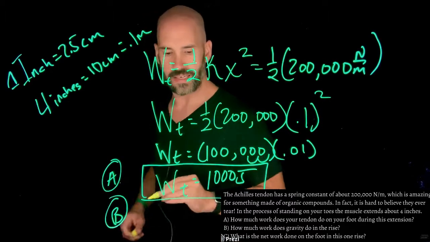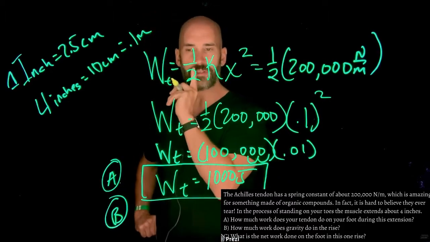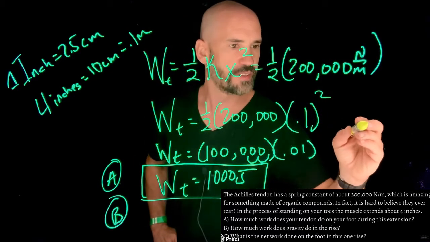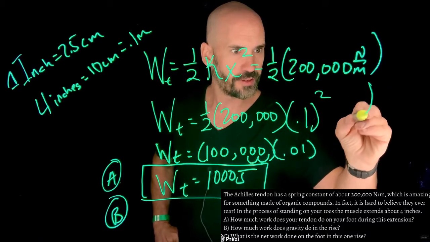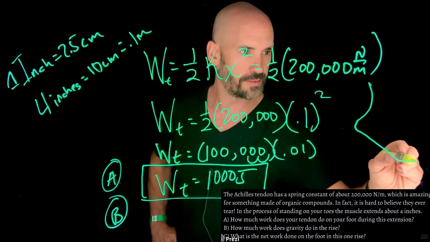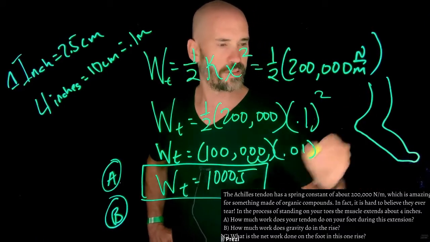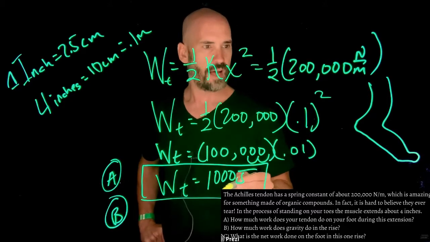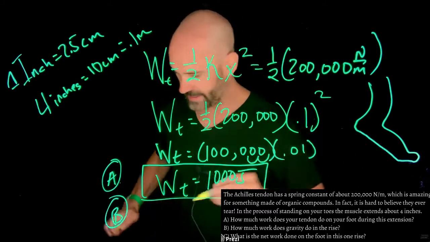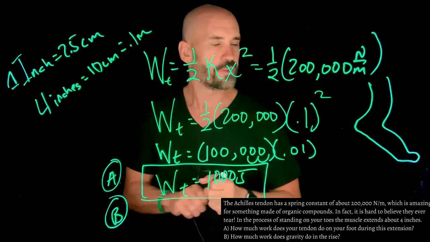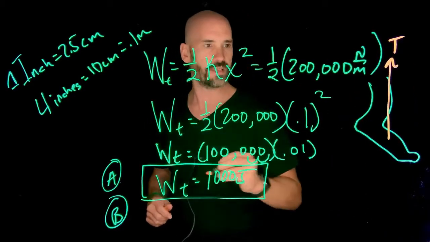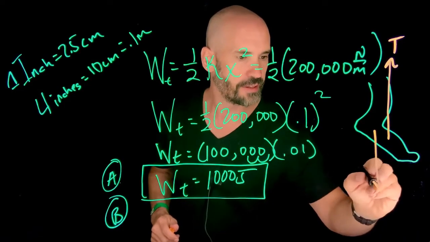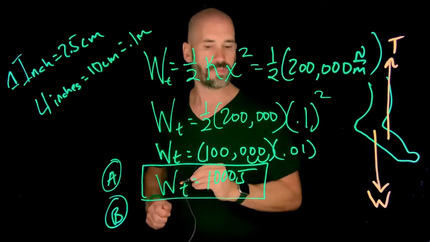Part B is how much work does gravity do in the rise, right? So if this is your foot, here's your little heel. Remember, in this case, there's a force going up that your tendon is pulling. We'll call that T, right? And then there's this force going down. That's the weight of your foot, right?